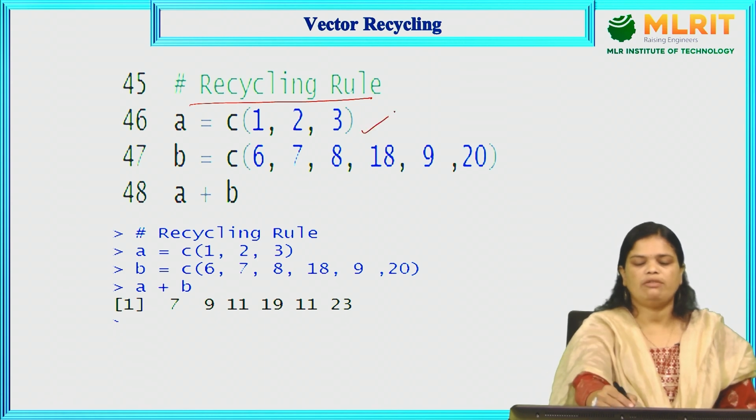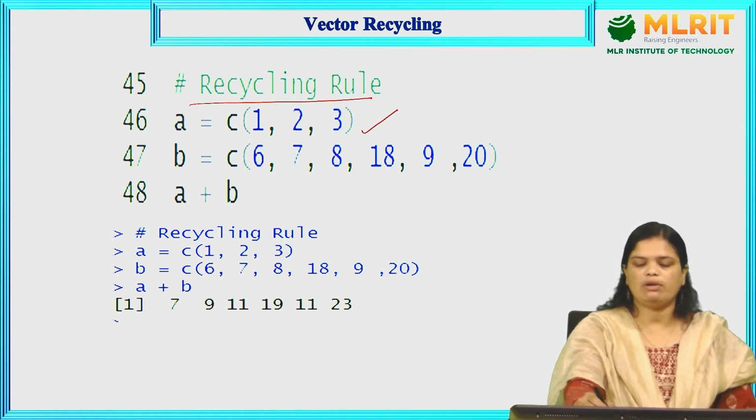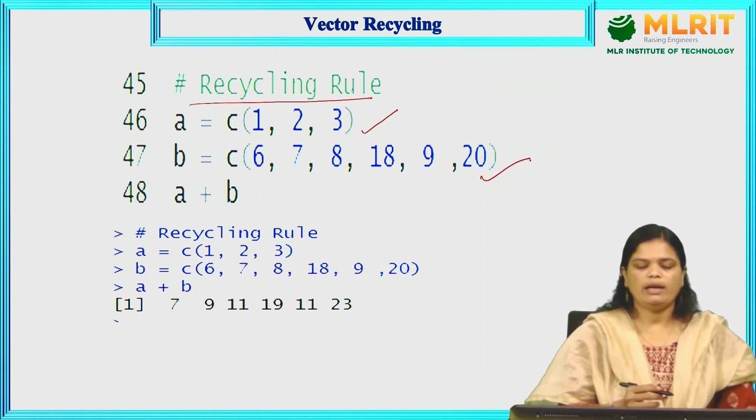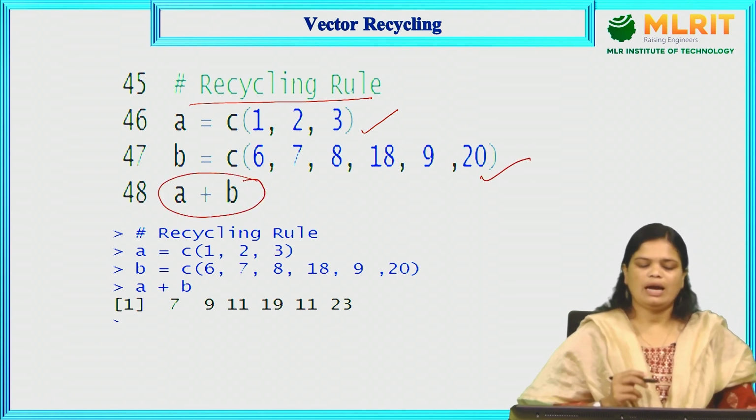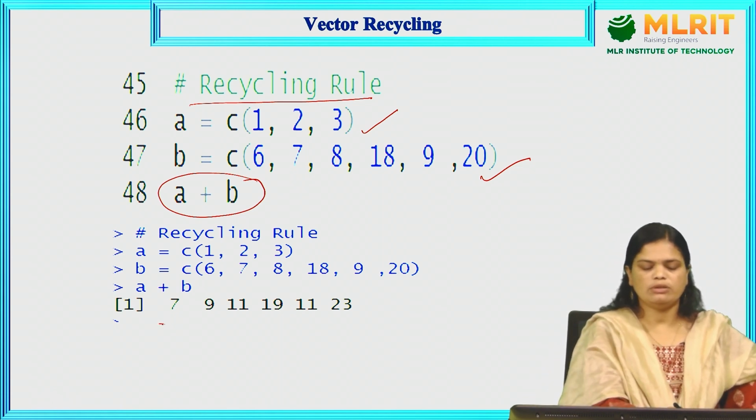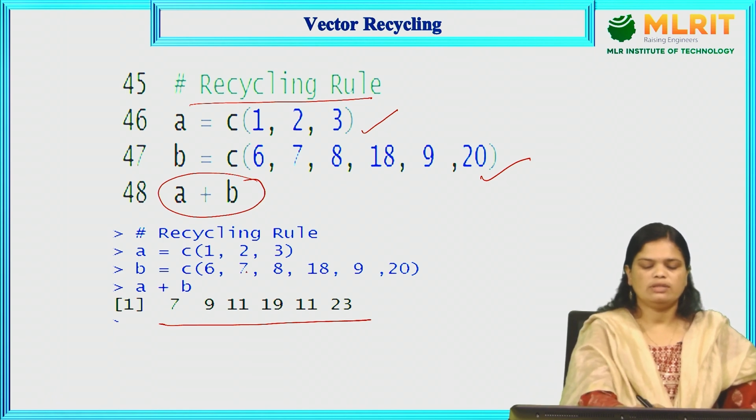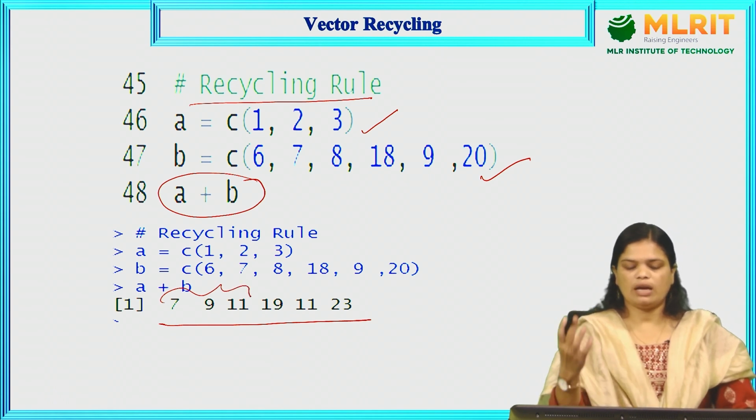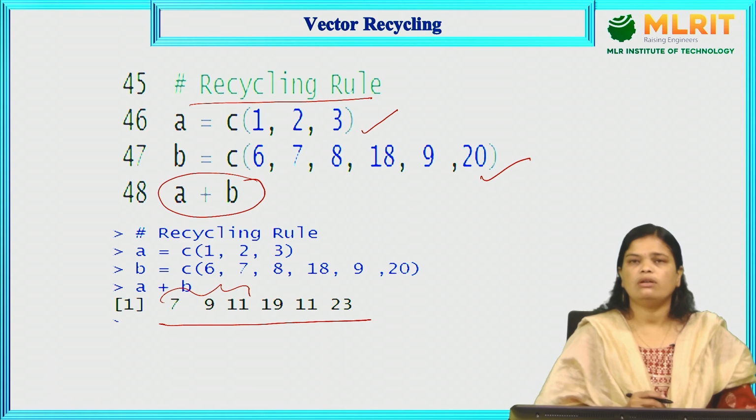Observe here, I have a very small vector A, in which I have 1, 2, 3, and a large vector B, and in the vector recycling I am applying addition here. A will be added with B, and observe the output here. So, 6 plus 1, 7 plus 2, and 3 plus 8. Like this it goes, and in another cycle 1, 2, 3 will be added to the vector.